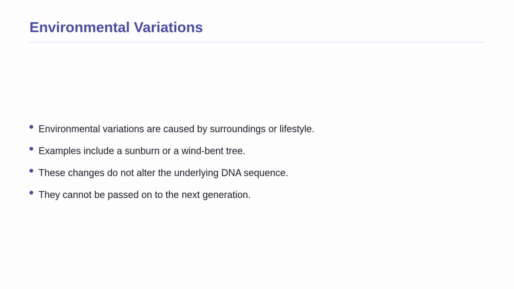While genetic differences are passed down, we must carefully distinguish them from environmental variations. Environmental variations are changes caused purely by an organism's surroundings or lifestyle. Think of a human getting a sunburn, or a tree bending because of strong coastal winds. Because these environmental changes do not alter the underlying DNA sequence in the reproductive cells, specifically the sperm or egg cells, they simply cannot be passed on to the next generation.